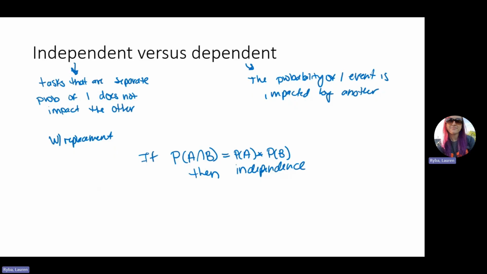So basically, we just have a quick way to determine if two events are independent. I'm going to find the probability of their intersection, and I'm going to also multiply their individual probabilities together and see if I get the same result. If I get the same result, then they are considered independent. If I get different results, then they are dependent.